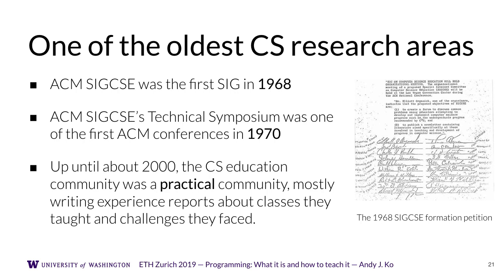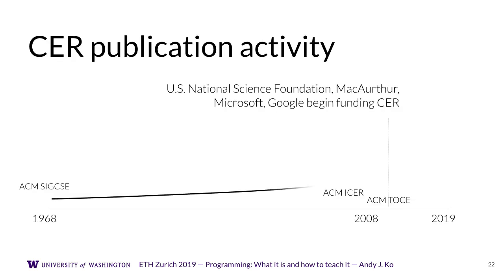And up until about 2000, the CS education community really was more of a practical community. There wasn't a lot of science happening. Most of it was writing experience reports about classes that people had taught, challenges they'd faced. This has really changed, though, in the past 10 years, especially as the U.S. National Science Foundation, MacArthur Foundation, Microsoft, Google, and other companies began funding basic research in computing education.